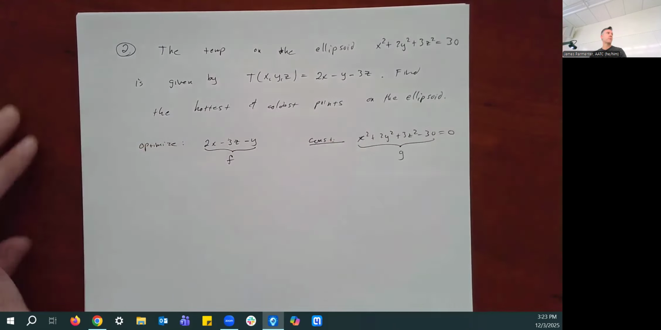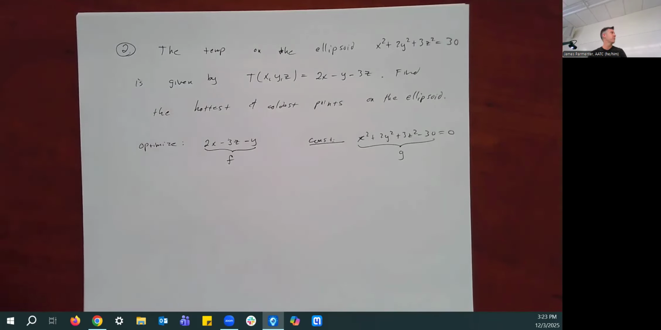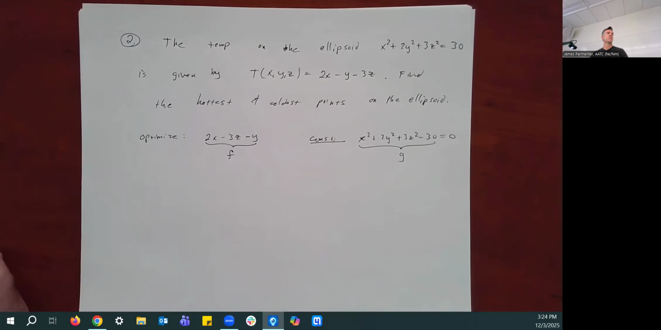There's your g. And people sometimes use capital F and G, so use lowercase f and g. It doesn't really matter as long as you know what you're talking about. All right, now what? You guys do the next part. I'll give you 2 minutes to find lambda equal to things in terms of x, y, and z.